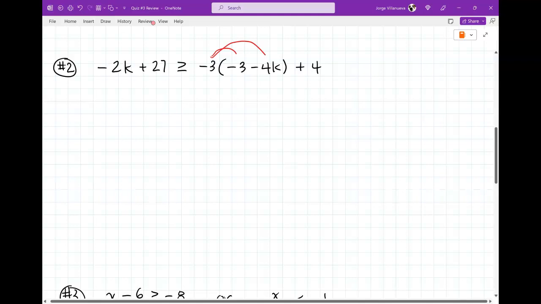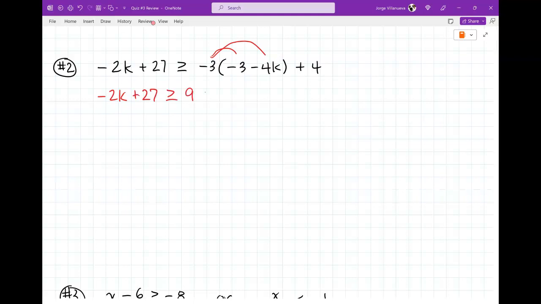So let's do that really quick. Negative 2k plus 27 greater than or equal to 9 plus 12k plus 4. Now I noticed that 9 plus 4 can be added together. That's going to give me a 13. So let me fix that really quick. Negative 2k plus 27 greater than or equal to 13 plus 12k.